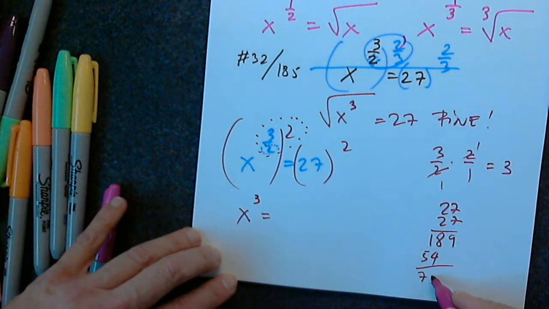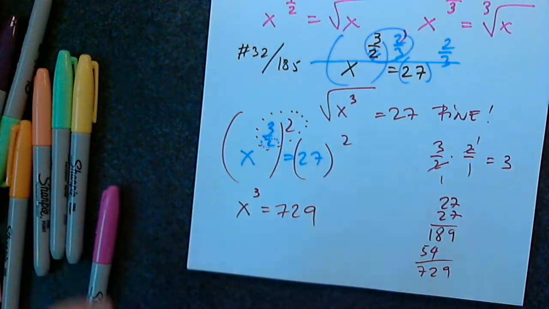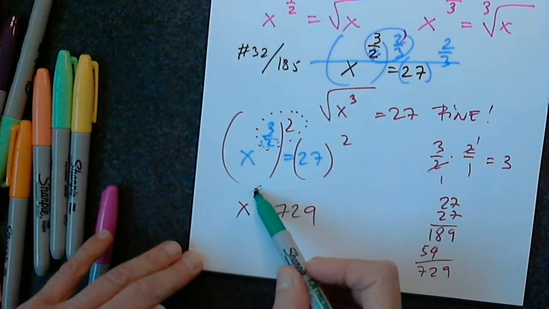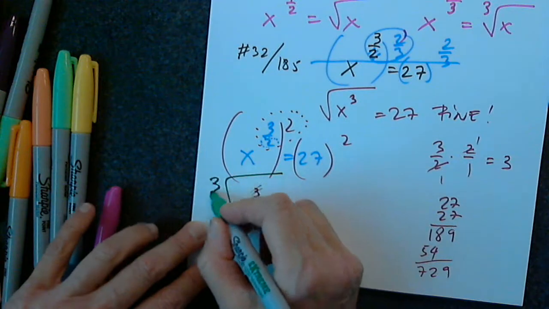I get 729. Yep. Okay, now how do we proceed? At this step, I want to eliminate this. What should I do to both sides to eliminate this piece? To cube root. Very good.